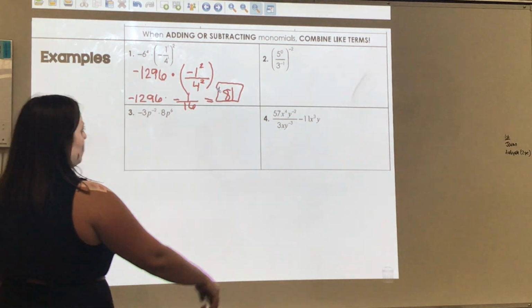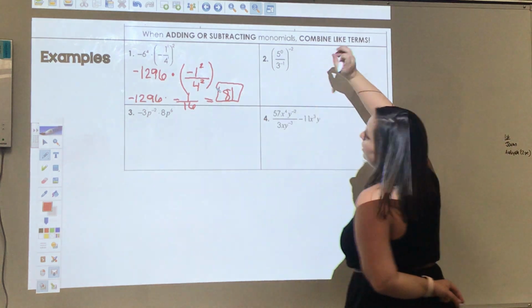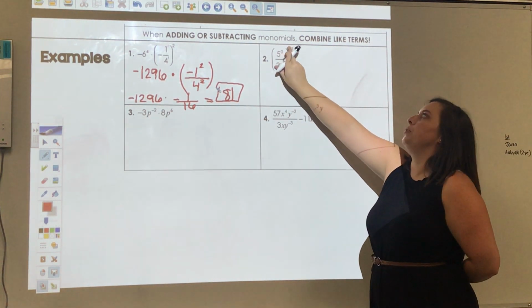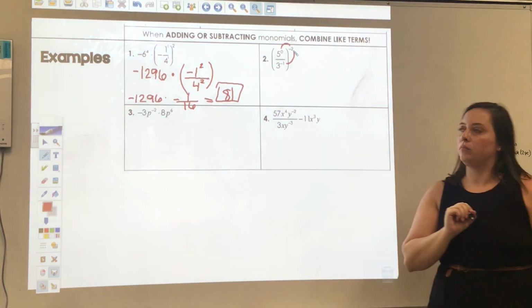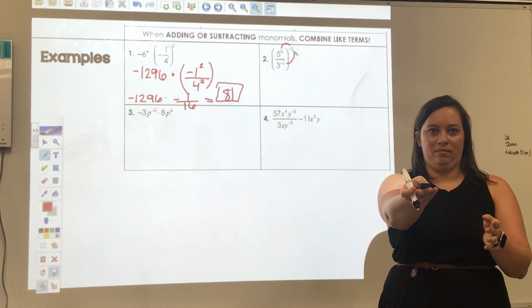All right, moving on to the next one. So we have multiple rules in here. First, let's deal with the power raised to another power rule. We are supposed to multiply. I like to go like this to show that I'm multiplying. On the left one? Did it stop?